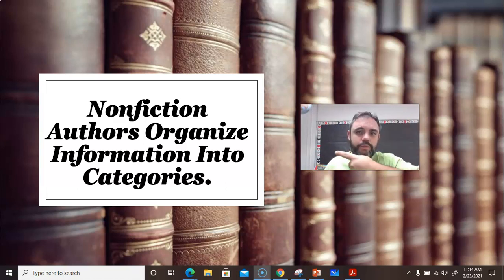Today, we're continuing to chug right along with our study about nonfiction and how nonfiction texts are organized. Today, we're talking about how nonfiction authors organize information into categories. All right. As always, you know what's coming next.